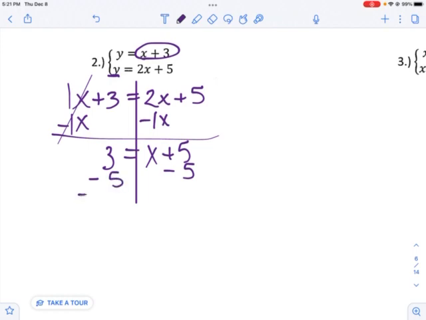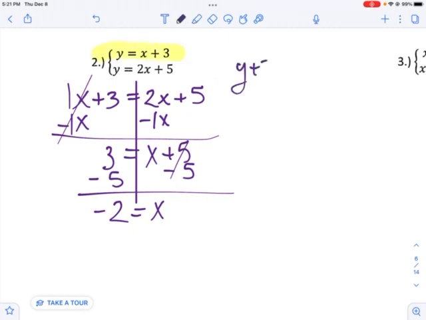So again, in this case, I did get the x value first. I can go substitute into either of my equations. This one, I would do the first one again. Seems a little easier. So y equals x plus 3. Let's substitute negative 2 in for x.